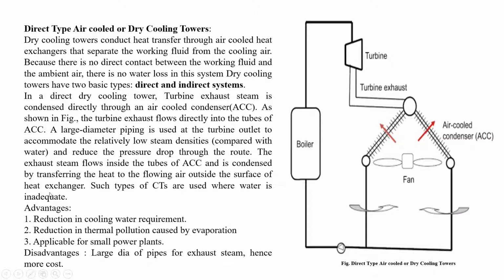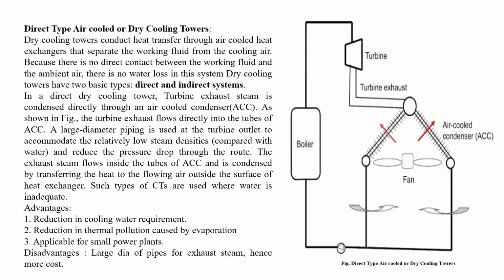The advantages: reduction in cooling tower water requirement, so very little or no water is required; reduction in thermal pollution caused by evaporation; but applicable for only small power plants. Disadvantage: large diameter of pipes is needed for exhaust steam, hence capital costs increase. So this is about the direct type air cooled or dry cooling towers. We just saw the advantages and disadvantages.